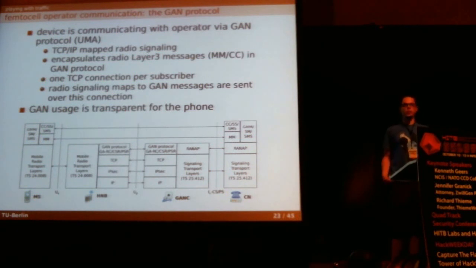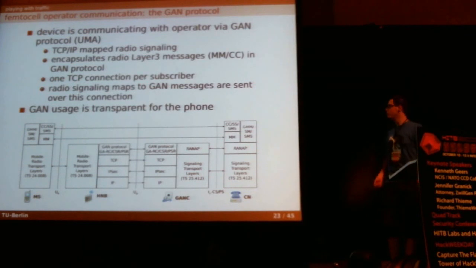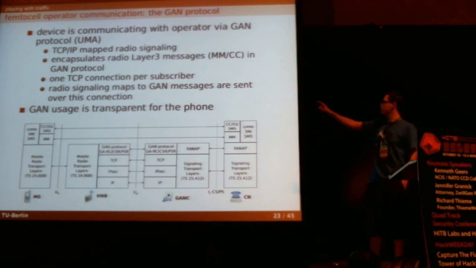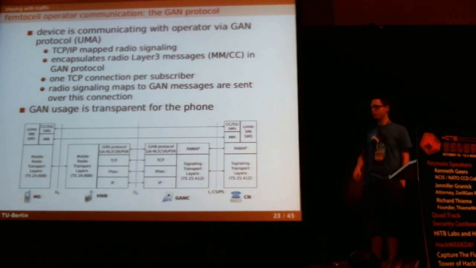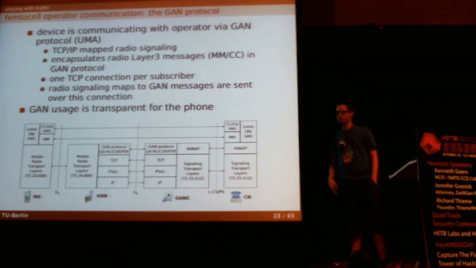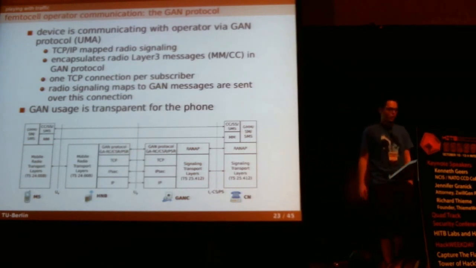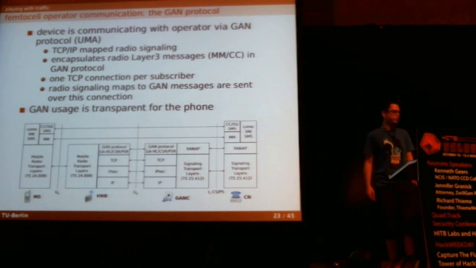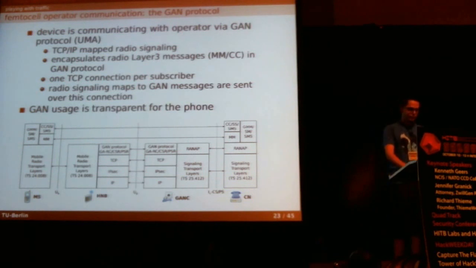And you have one TCP connection for each individual subscriber that is currently logged into the cell. And that's basically what you see in the lower image. On the left side, you have the typical layer 3 call control and short message. This is mapped transparently to the GAN protocol and then transferred to the GAN controller, which is the home node B gateway. And the usage of the GAN protocol is totally transparent for the phone. So the phone doesn't notice that this protocol is being used.